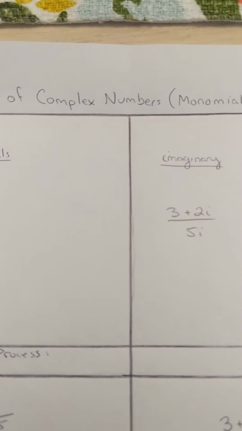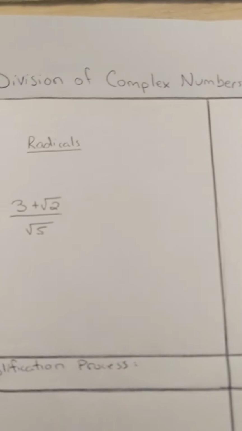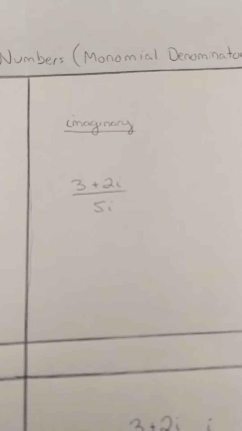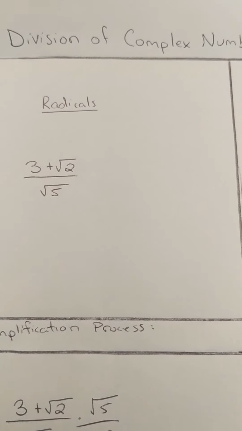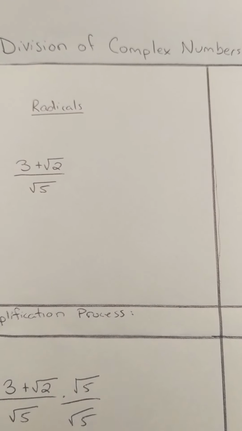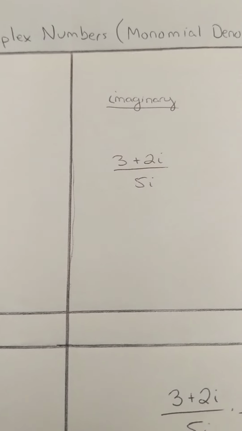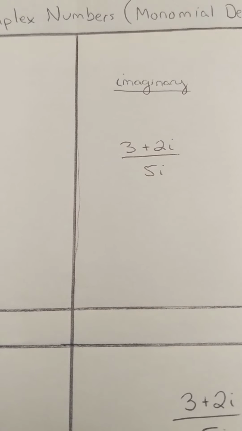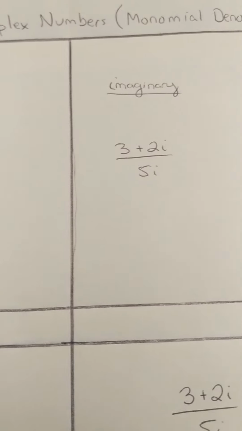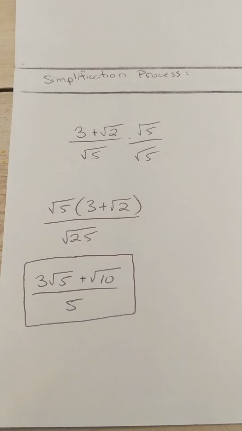Today we're going to talk about the division of complex numbers when the denominator is a monomial. So once again, we're going to do some work with radicals, and we'll do some work with imaginary terms. The thing about radicals and imaginary terms is that we can't have a radical in the denominator, nor can we have an imaginary term in the denominator. Remember, i is the square root of -1. So technically, this is the square root of -5 in the denominator, which is why we're doing these together, because really it's kind of the same thing. That's the square root of 5, that's the square root of -5. Since they're kind of the same problem, it's going to have the same process.